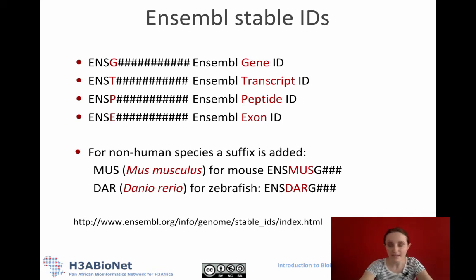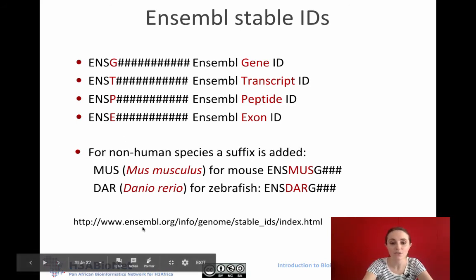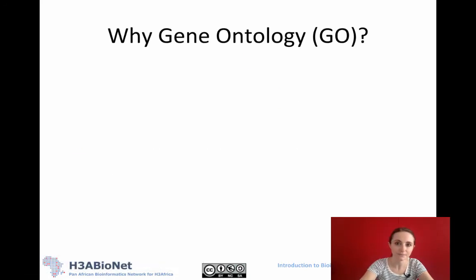And then a letter telling you what it is: G for gene, T for transcript, P for peptide, E for exon, and then a unique 11-digit number. If you are working with something that's not human, you'll find that there's an extra 3 letters in there, so there'll be MUS for mouse, DAR for zebrafish, and there is a list at this URL here that you can go to and find the 3-letter code for your favourite species.